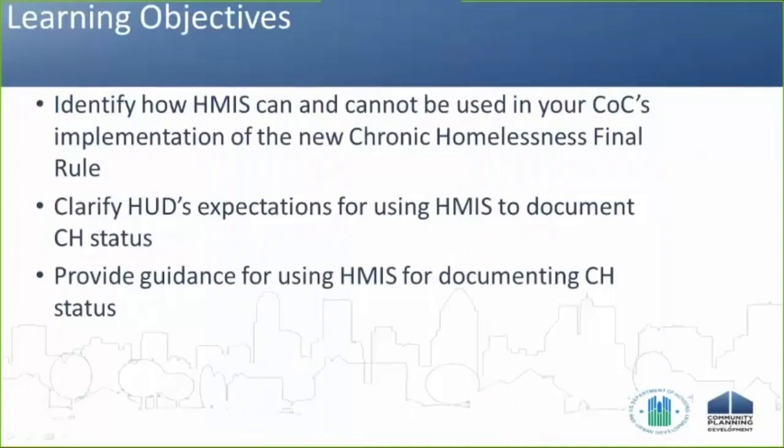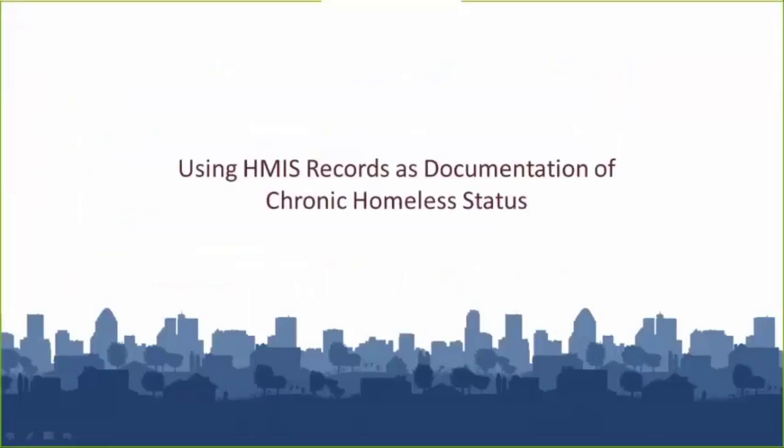This brief presentation is intended to provide more detail on one aspect of documenting chronic homeless status, namely using HMIS records as third-party documentation of stays in emergency shelters, safe havens, or of encounters with street outreach workers. Today's webinar will not be an overview of the final rule or other sources of documentation, such as third-party affidavits or self-certification.